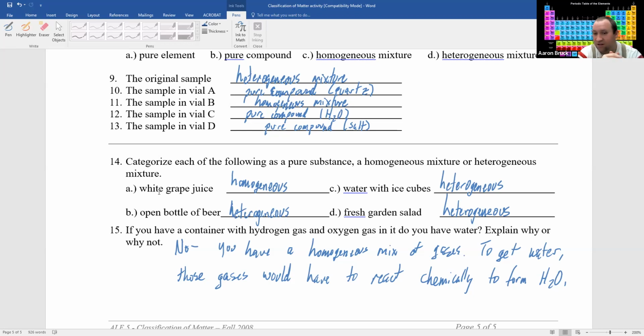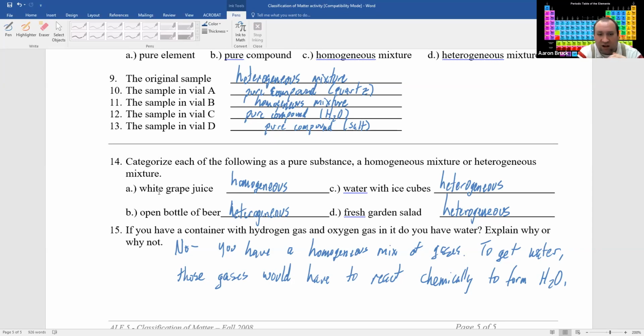It's heterogeneous. The last one, a fresh garden salad, heterogeneous as well. Very easy to see, okay, I've got my lettuce, I've got my tomatoes, I've got my cucumbers, I've got my carrots, I've got my radishes. They're all there. They're all mixed together. They're all very easily separated as well.